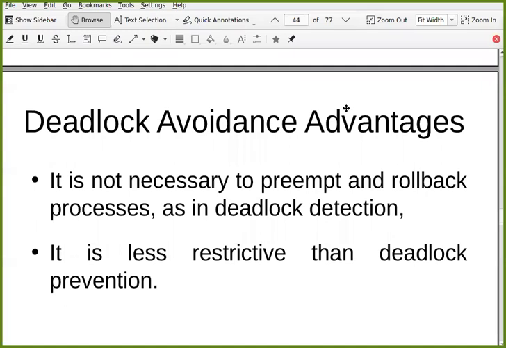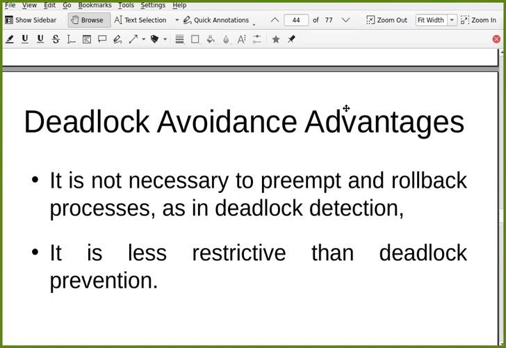Now next, what are the advantages of this deadlock avoidance technique? In that case, it is not necessary to preempt and roll back processes as in deadlock detection. Though we haven't discussed deadlock detection, which is a technique that we are going to discuss just after this. In that technique, you may need to preempt and roll back processes, which is not the case with deadlock avoidance, because it is a kind of proactive technique. Before you get into the deadlock situation, it is trying to avoid that.